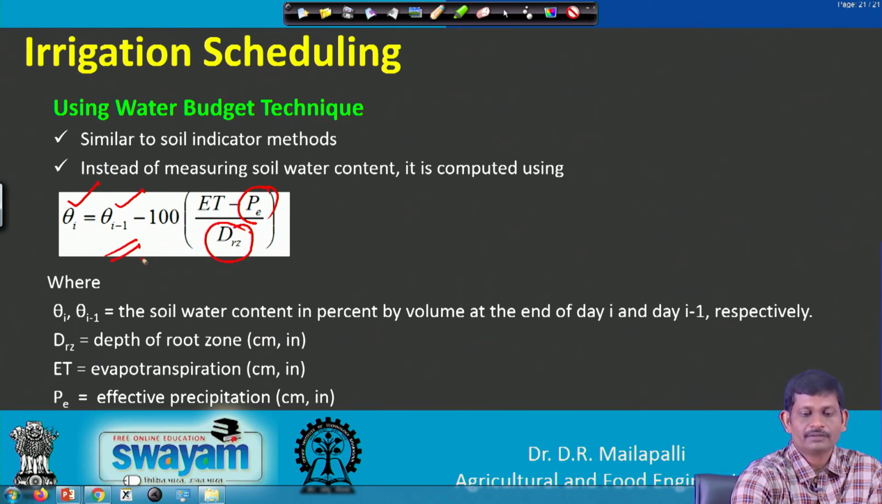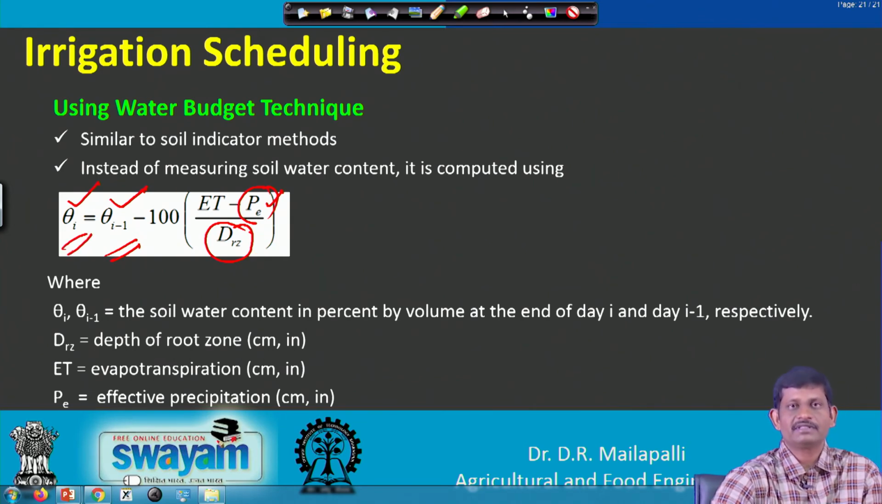So, this one is theta i minus 1, the previous day's moisture content, minus the previous day's ET and effective precipitation and deep percolation. That will give what is the current soil moisture content. Theta is the soil water content in percent volume. All terms are defined here.